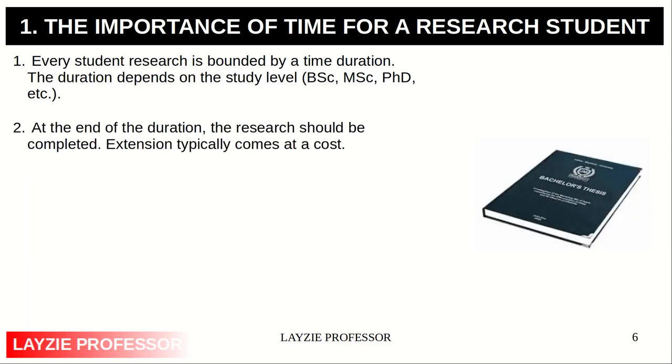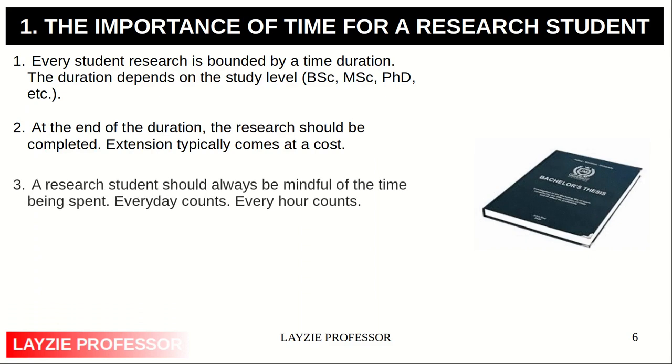And at the end of the duration, the research that a student has to do must have been completed. If the duration comes to an end and the student has not completed, then typically there would have to be some kind of extension. And these extensions come at a cost. Some institutions will charge you extra money for this. And in addition to that, because you're not able to finish on time, it may create a lot of inconvenience for you. So it is something that must be avoided at all costs.